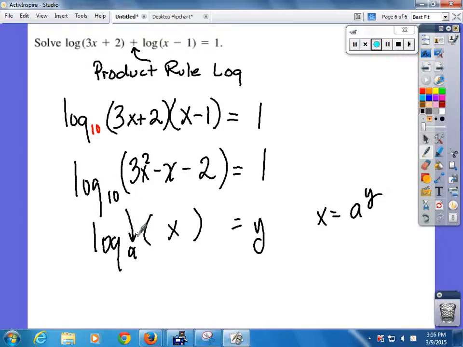Which it will turn out to be the same thing that you're saying if you did that. Because you're going to get a to the y, what's a? 10 to the what? 10 to the what? 1 is equal to x, which is 3x squared minus x minus 2. So that's what you're going to get.